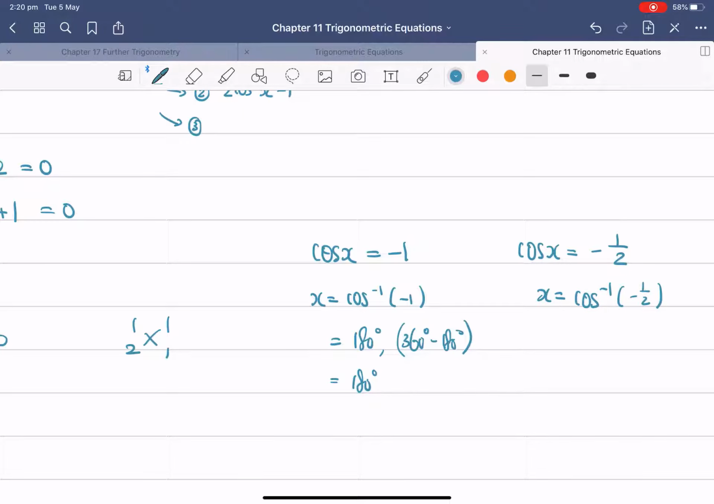So you need, again, to use your calculator to work out cos inverse of negative half. What does that equal to? I don't have a calculator here. Let me just use my iPhone and see if that works. I should bring a calculator next time.